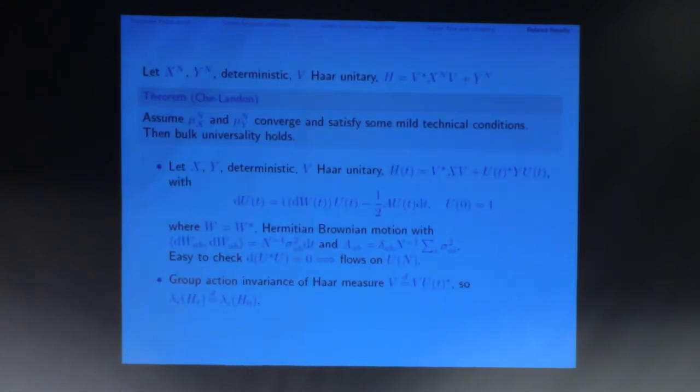And there's another one, which I'll talk about to close this lecture. This is the free convolution problem: you take the matrix V* X_N V plus Y_N, and now we want to understand the eigenvalues of this, where V is Haar distributed. Kevin just talked about the local law of this problem last week. The eigenvalue distribution will converge to the free convolution of X and Y.